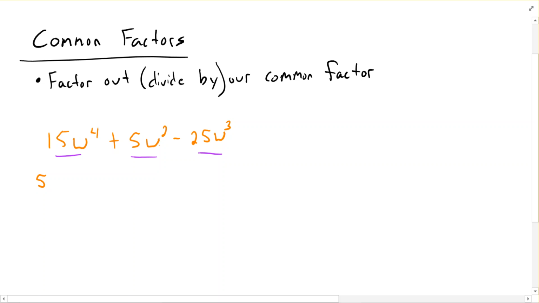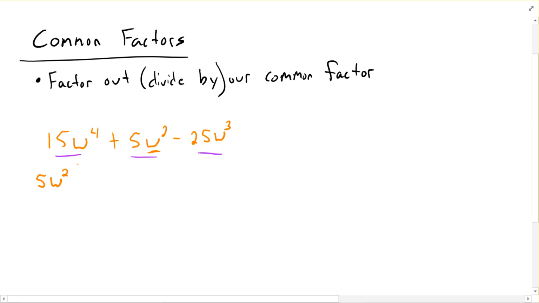Then my next step is to look at the w's. What's the lowest power that I have? 4, 2, or 3? Well, 2. Sorry, I misspoke. The most you can take out is w squared. You couldn't take out w to the 3 because this one doesn't have w to the 3. So we're going to take out w squared.